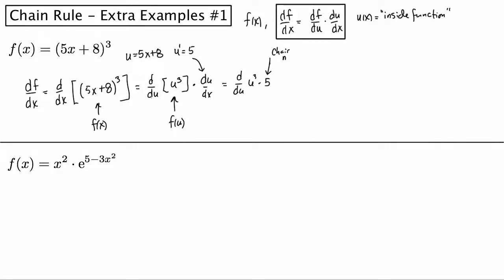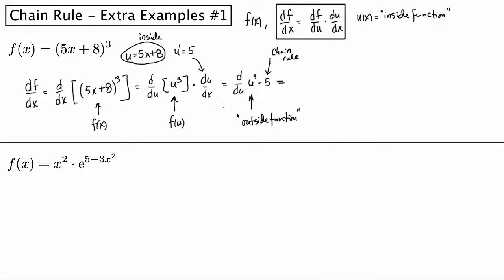The chain rule is the entire rule, but we think of the chain rule part as the 5 that we have to multiply by here. So now I just take the derivative of the outside function, which is what this part is. I think of the outside function as being the cubing function, u cubed, and I think of the inside function as being the substitution, u equals 5x plus 8.